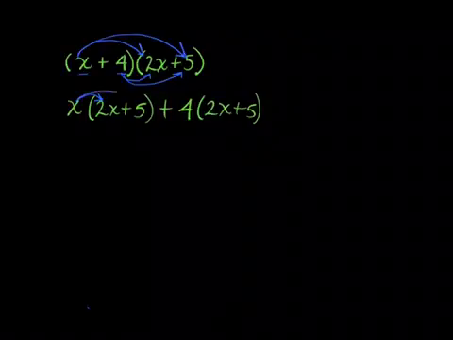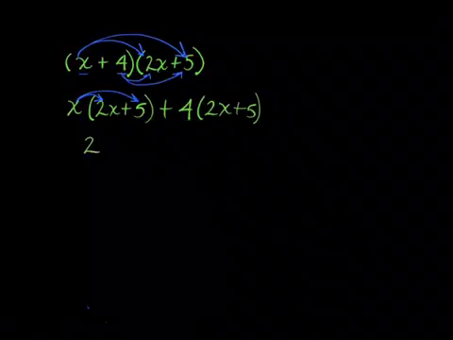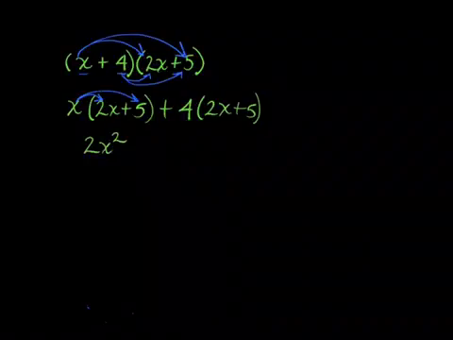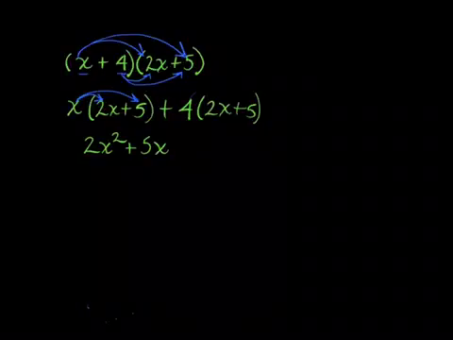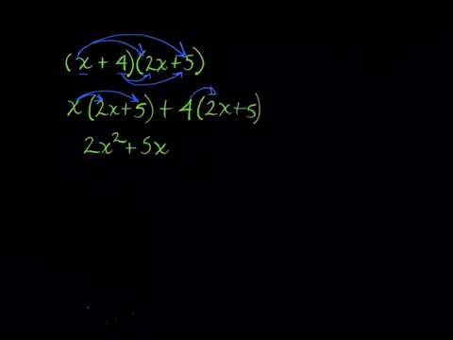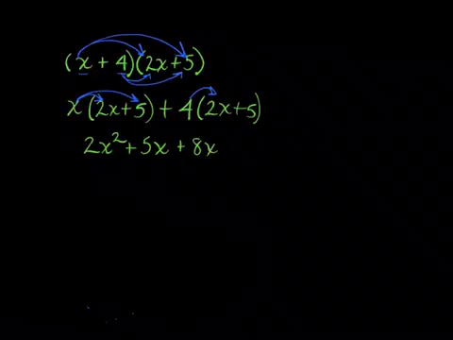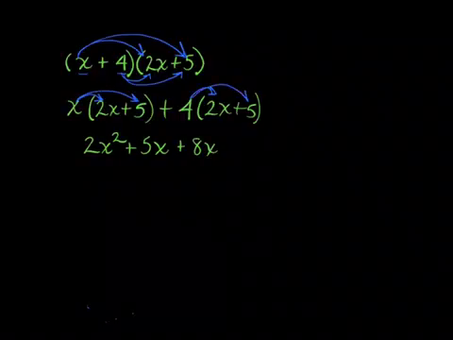And so now we have simplified our multiplication of binomials into the multiplication of a monomial by a binomial. And so we'll go through the process. X times 2x becomes 2x squared. X times 5 becomes 5x. 4 times 2x is 8x. And 4 times 5 is 20.